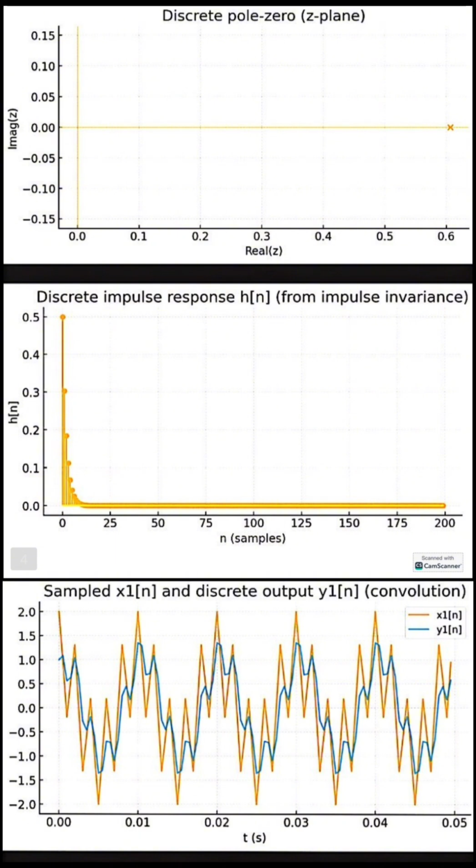And when you come to the third one, sampled inputs and discrete outputs, x1 and x2 of n are sampled versions of the continuous inputs, and their outputs y1 and y2 are computed with discrete convolution. When we look at this, they match the sampled analog outputs, which validates the discrete system model.